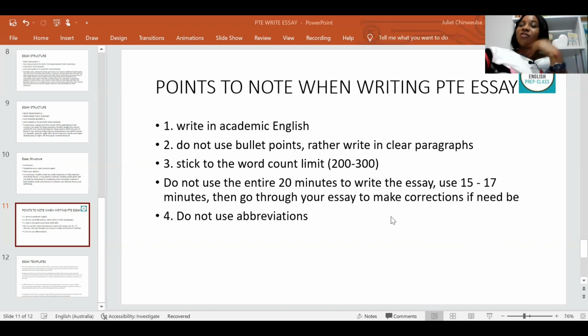Now that 20 minutes is not for you to just write and then the computer will take you to the next task. No. You use 15 minutes, 16 minutes, 17 minutes to write. Then the remaining minutes, what are you going to do? I know you're beautiful, but it's not time to start checking if your teeth are clean, or if your makeup is still there. No. That's the time you use to go back to your essay. Check for grammar errors. Check for spelling errors. The spelling, did you make a mistake? Did you put A? We are supposed to put E.